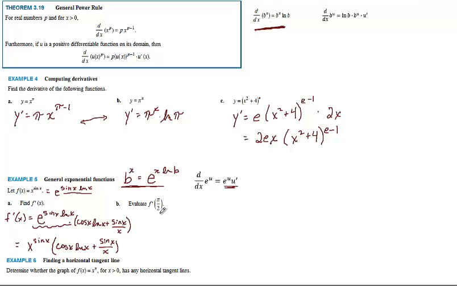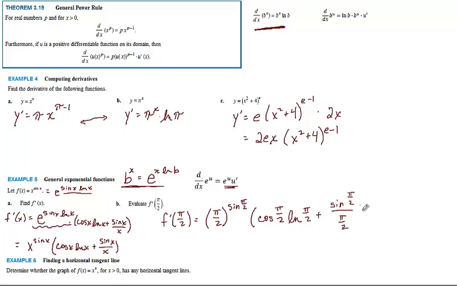The second part wants me to just plug in pi over 2. Okay, so f prime of pi over 2. So wherever there's an x, I'm going to write a pi over 2. Pi over 2 raised to the sine pi over 2, times the cosine pi over 2, times the natural log of pi over 2, plus sine of pi over 2 over pi over 2.